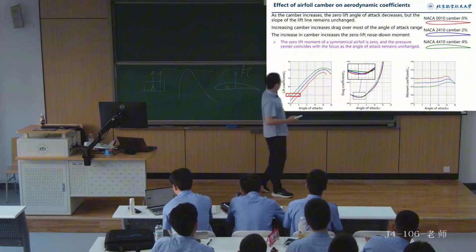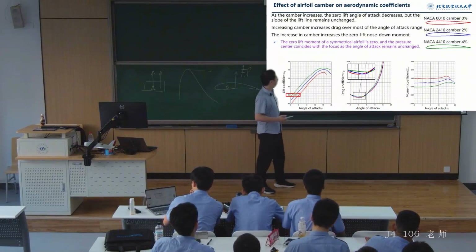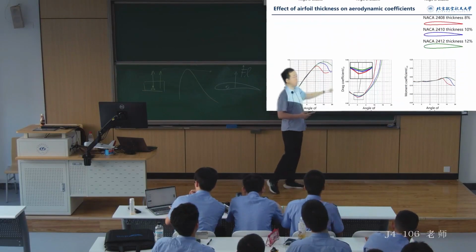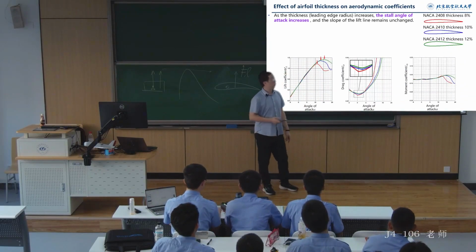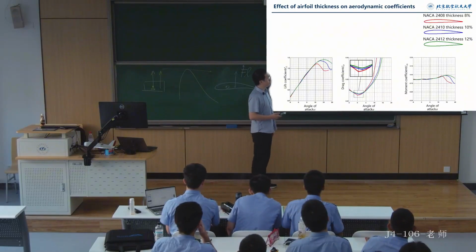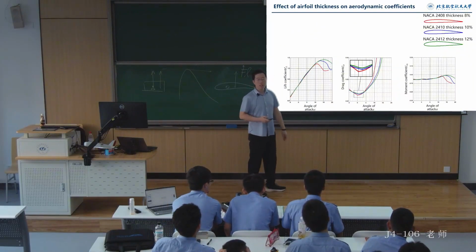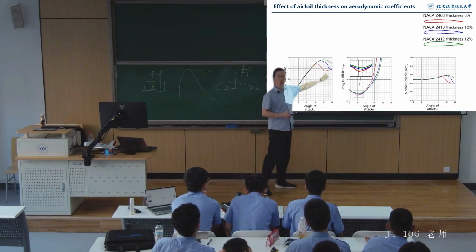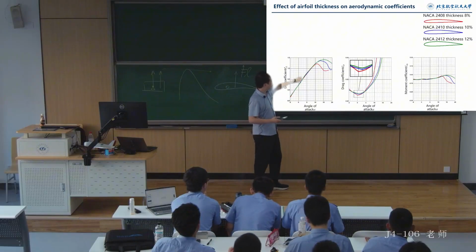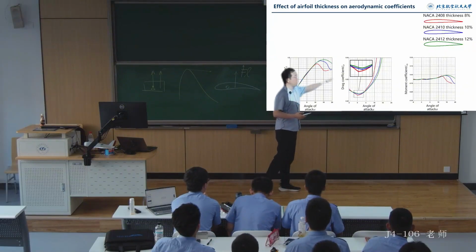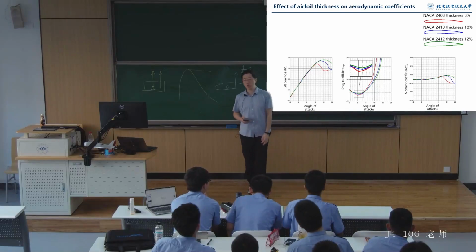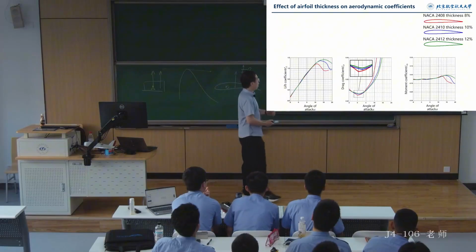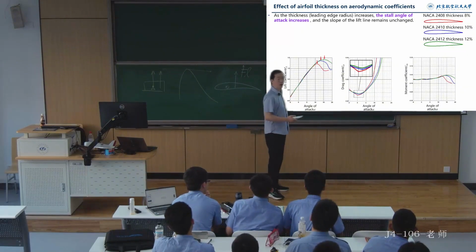As the angle of attack increases, is there any change in the first half? No change. It mainly manifests in the latter part. Why is that? It's mainly because as the thickness increases, the leading edge radius increases. After the leading edge radius increases, it actually delays the onset of separation. Therefore, its stall angle of attack will increase, and at the same time, the maximum lift coefficient will increase. This is the impact of increased thickness on lift. However, the lift curve slope and the zero lift angle of attack remain completely unchanged, right?